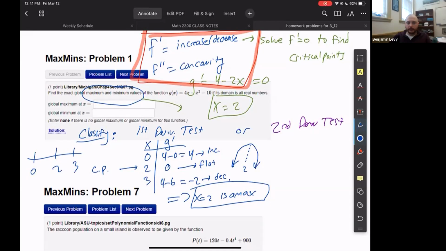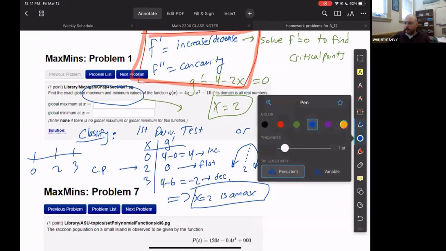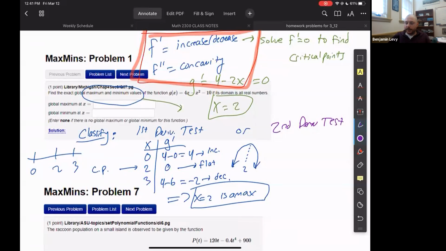Other thoughts? Okay, so that's the first derivative test. The second derivative tells us concavity, right? So it tells us, is it bowl-shaped upwards or bowl-shaped downwards? And so if we want to do the second derivative test, we just take the second derivative, which in this case is also an easy power rule, and it just becomes -2. Does everyone see that? If you just take this derivative, it becomes -2.